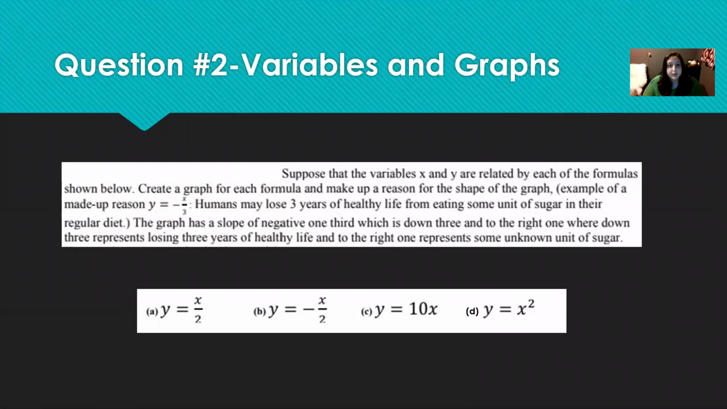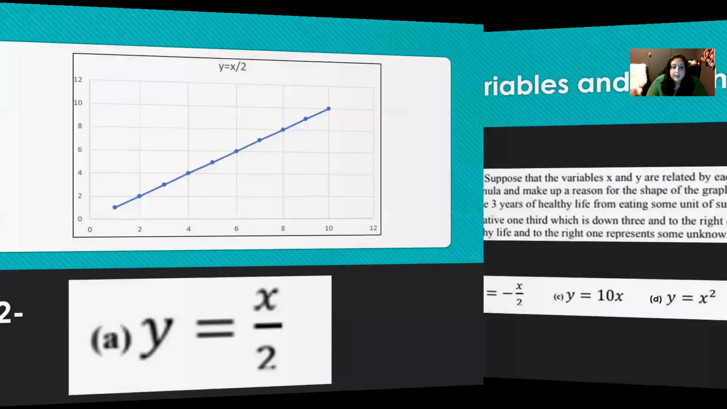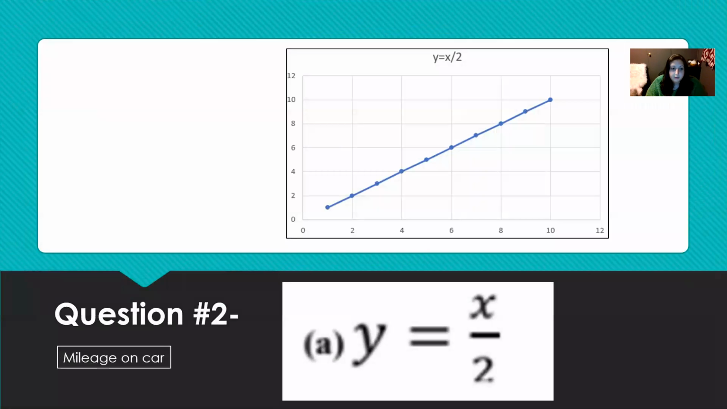Moving on to question number 2, we've got variables and graphs. So in this question, it says, suppose that the variables x and y are related by each of the formulas shown below. Create a graph for each formula and make up a reason for the shape of the graph. So we will start with the first problem, y equals x over 2.